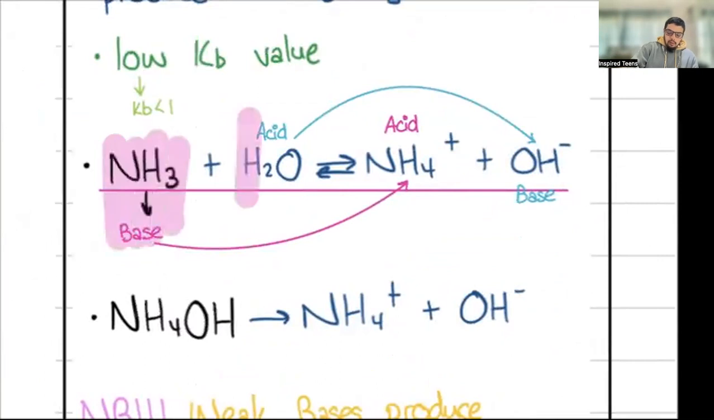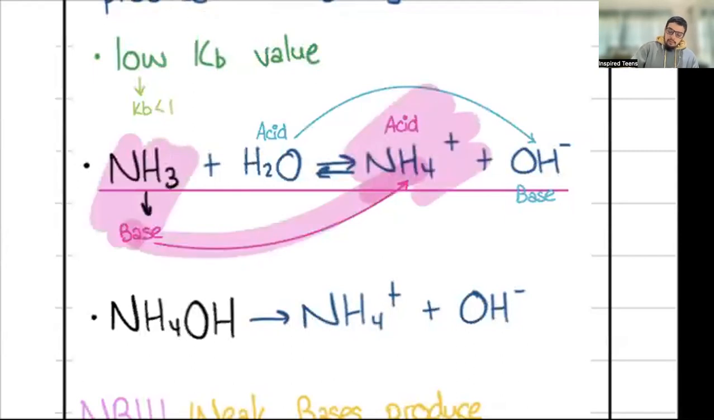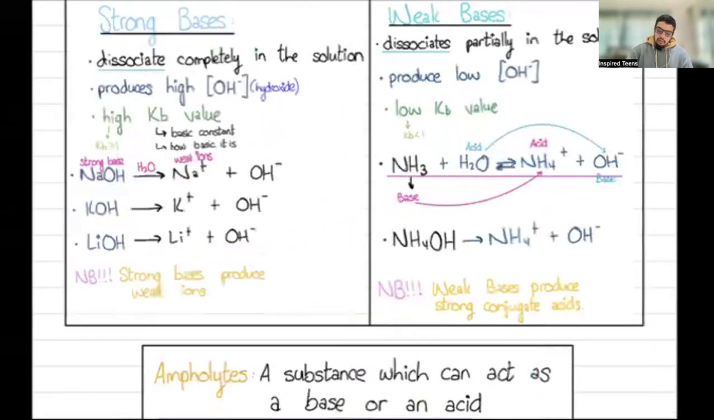One thing also to note: on one side of the equation, if one of them is a base, the other one will be an acid. In this case, if this is an acid, this has to be a base and vice versa. The same concept applies for conjugate acid-base pairs. If this is your base, the conjugate pair has to be an acid. If this is an acid, the conjugate pair has to be a base. Always opposite, so keep that in mind.